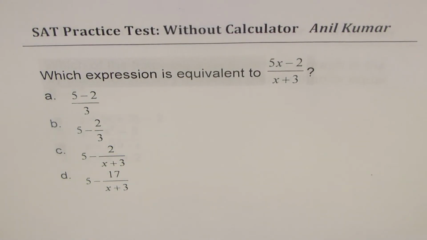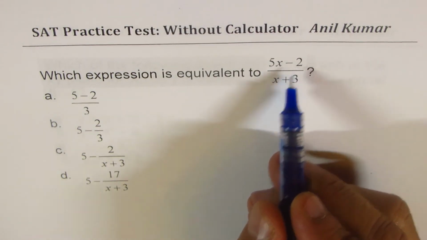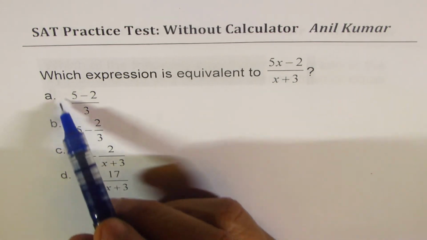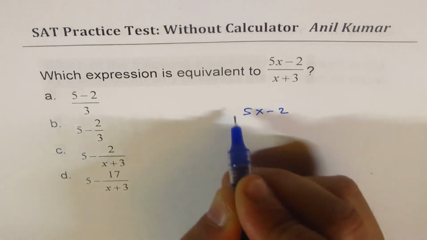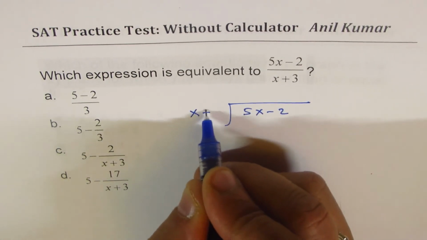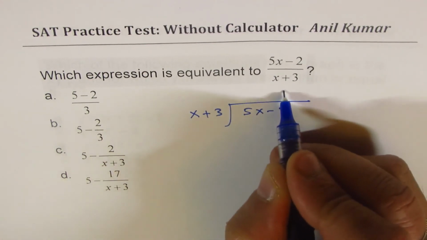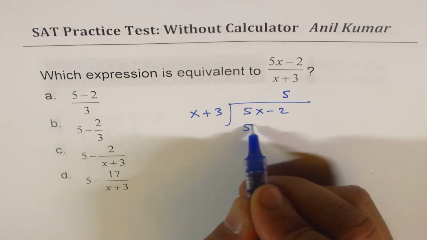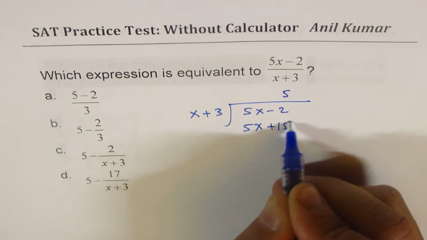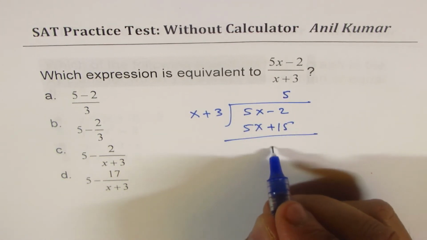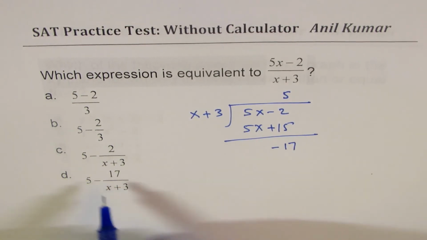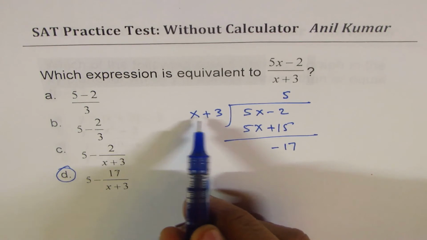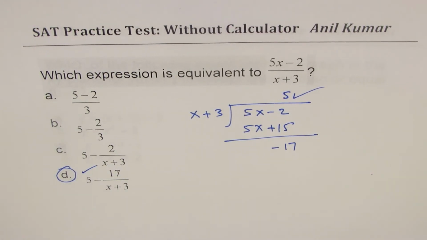Which expression is equivalent to 5x minus 2 divided by x plus 3? The form here suggests that we need to divide. So let's divide 5x minus 2 by x plus 3 to get our answer. So we'll get it by multiplying by 5. We get 5x plus 15, and when you take away, you get minus 17. And therefore, the answer here is 17 is your remainder, minus 17, and you're dividing by x plus 3. 5 is your quotient, correct? So that is how you do it.